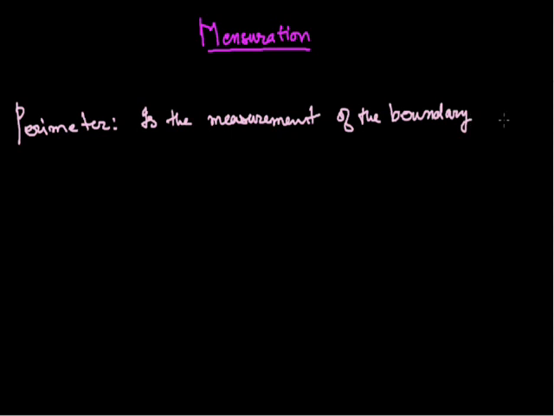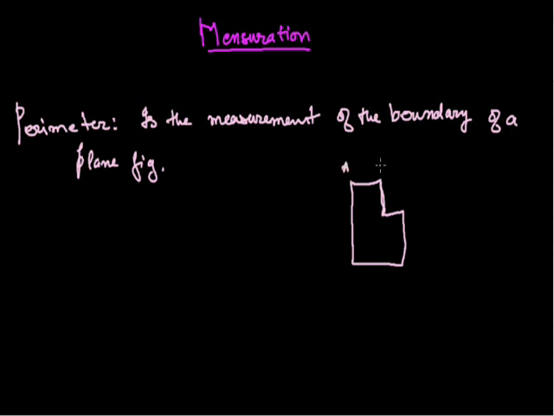The first one is perimeter. Perimeter is the measurement of the boundary of a plane figure. That is, if we are having a plane figure like this and the measurements of its boundary are given. For example, let me name it as A, B, C, D, E and F. Now if I have to calculate the perimeter of this figure, that means only the boundary part.